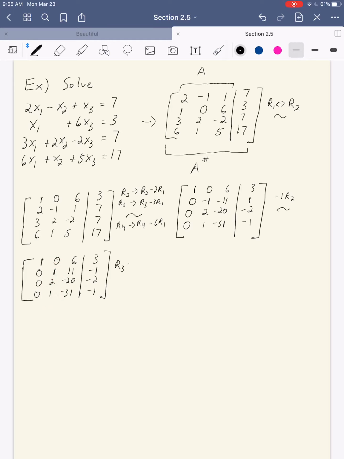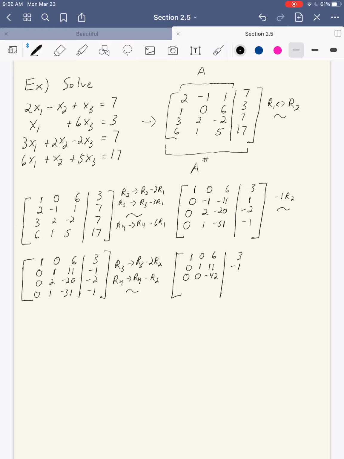We'll take row 3 and replace it with row 3 minus 2 row 2. And we'll take row 4 and replace it with row 4 minus row 2. And let's go ahead and see what that's going to look like. All right, so first row not going to change at all. Second row also not going to change. And our third one is being replaced with R3 minus 2R2. So it looks like we should get 0, 0, and then negative 20 minus 22? So I guess that's negative 42 there.